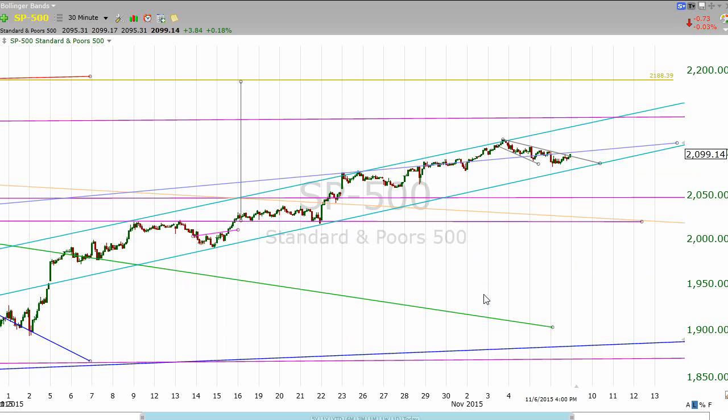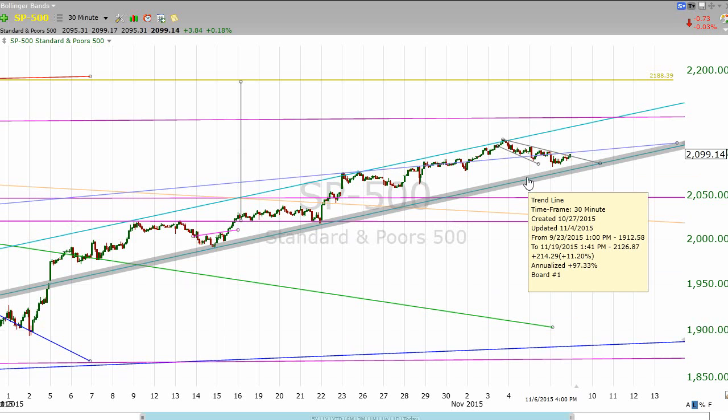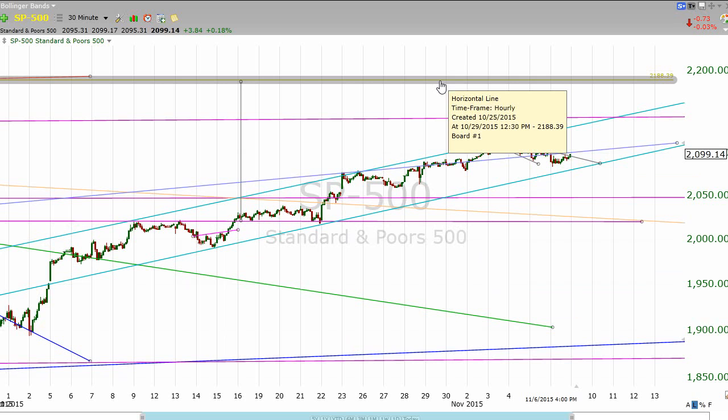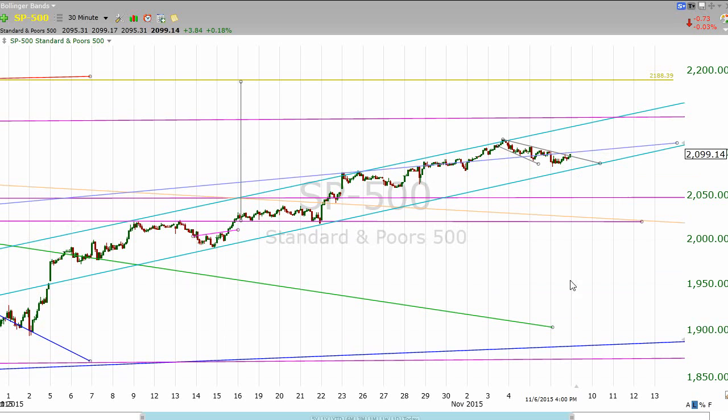And like I said, even if this support line breaks, that does not automatically invalidate our call for 2188. It just means the road there gets a little longer and a little trickier.